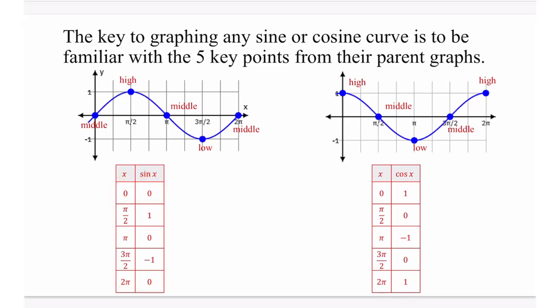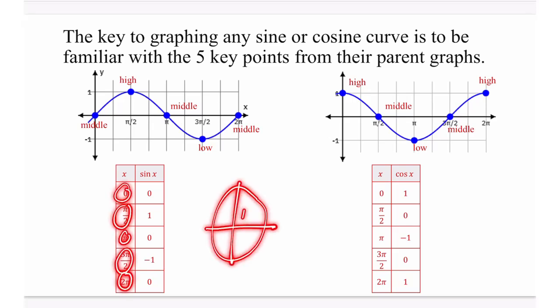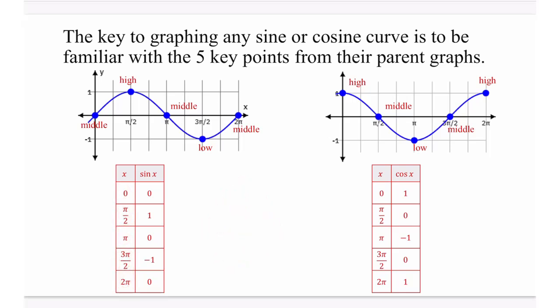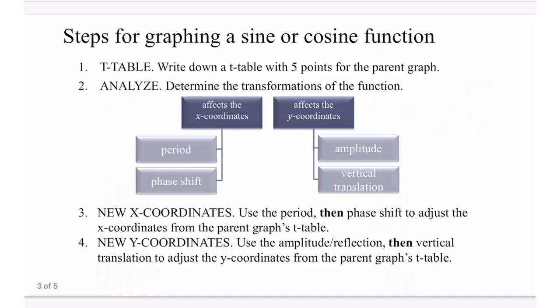So they should be able to do the x's at 0, pi over 2, pi, 3 pi over 2, and 2 pi. And of course, they do relate to the unit circle. So it's going to be 0 and then pi over 2 and then pi, 3 pi over 2, and 2 pi. So as long as they're pretty comfortable with the unit circle, then they should be comfortable with getting these x coordinates as well.